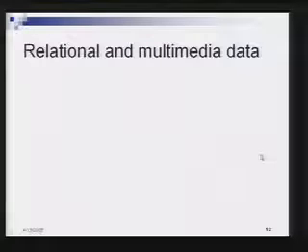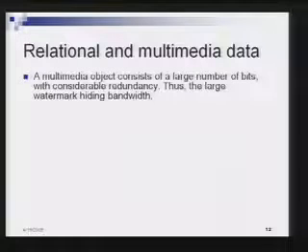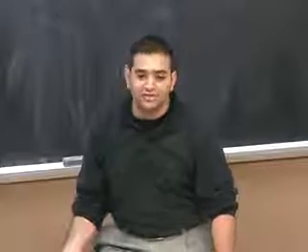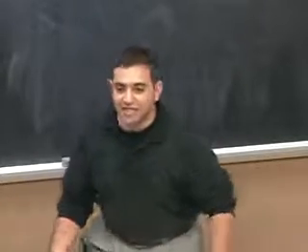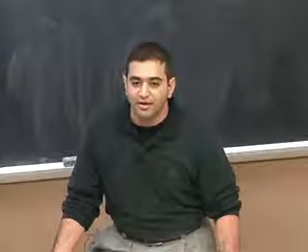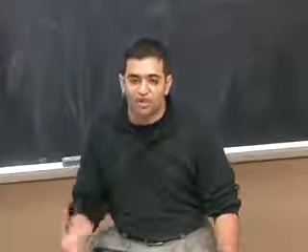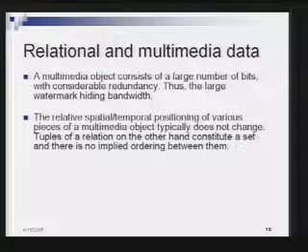Okay, so how is relational media different from multimedia? Multimedia objects consist of a large number of bits with considerable redundancy. Actually, this is what makes MPEG-7 and MPEG fly, because there is a lot of redundancy in this data. As there is a lot of redundancy, there is a lot of space to hide things. But in relational databases, all you have is just a list of numbers, independent of each other most of the time, and there isn't that much bandwidth to hide data in.